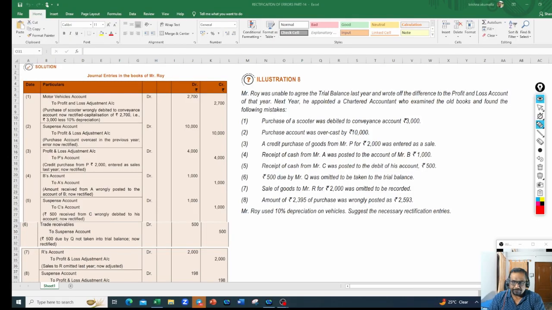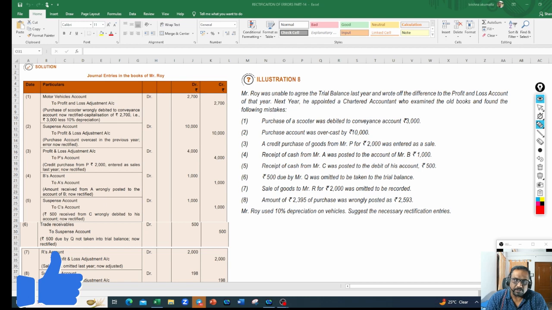Okay, guys. Let us first read the problem and then we'll start looking into the solution. Mr. Roy was unable to agree the trial balance last year and wrote off the difference to the profit and loss account of the year. Next year, he appointed a chartered accountant who examined the old books and found the following mistakes.